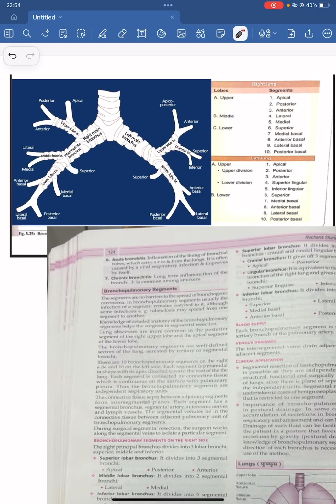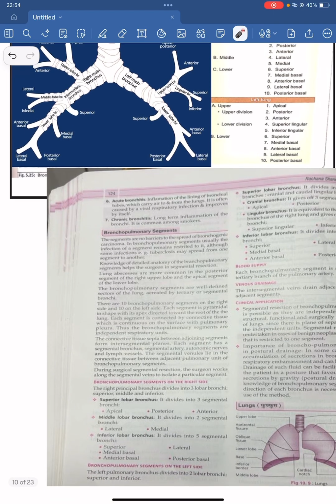The cranial branch gives apical posterior and anterior segments. The other one is the lingular branch, which gives two segments, superior and inferior. The inferior lobar bronchus is again divided into five segments: superior, posterior, anterior, and lateral.